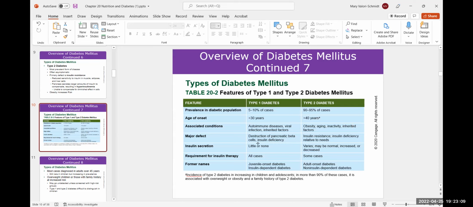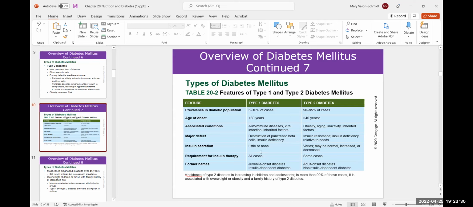And what's going wrong? Well, the major defect with type 1 is the pancreatic cells are getting destroyed, so you don't have enough or any insulin. With type 2, there's an insulin resistance and an insulin deficiency. Basically, your pancreas just taps out. It's like you're eating too much sugar. I can't keep up, right?